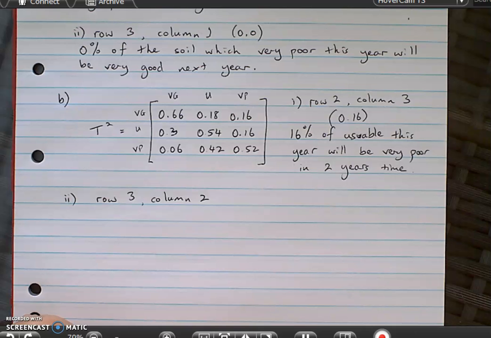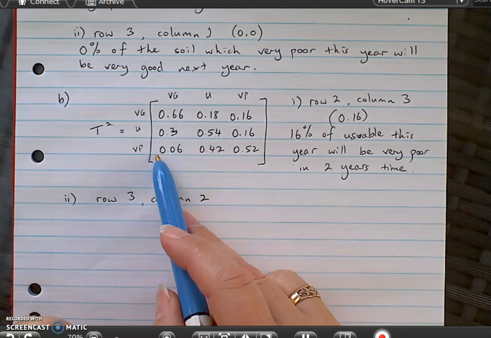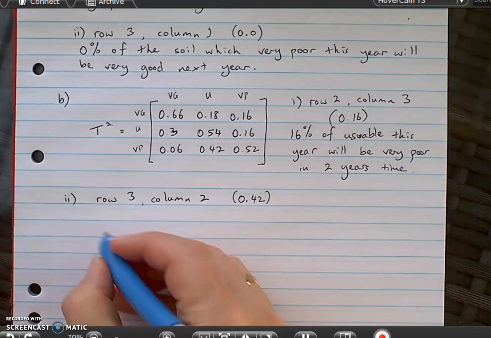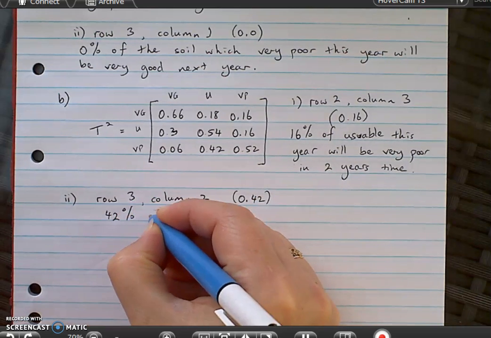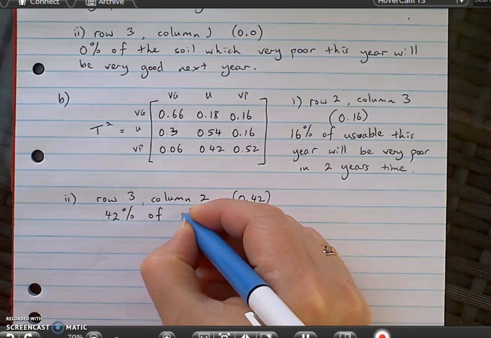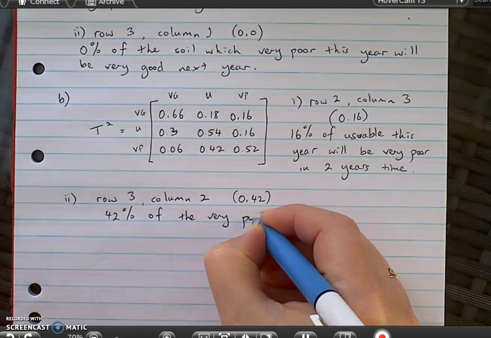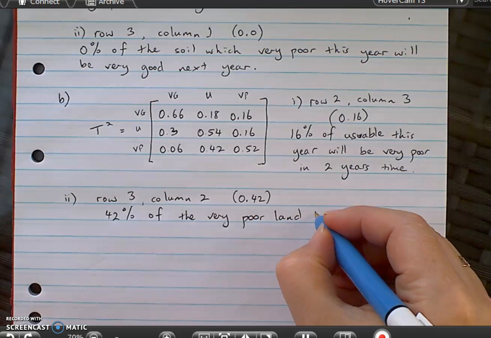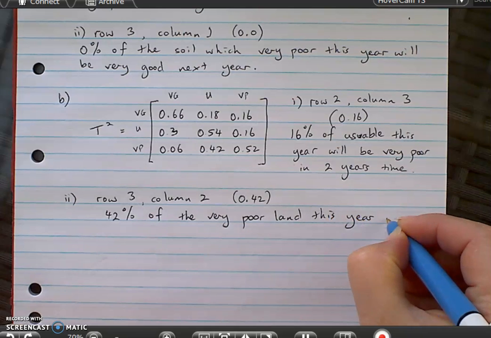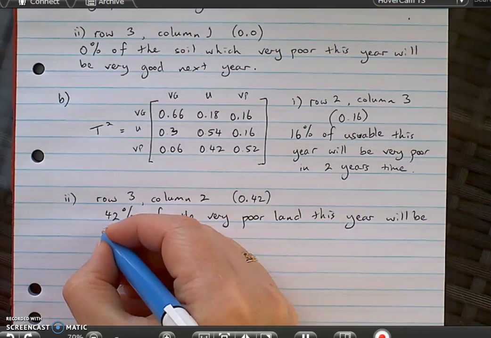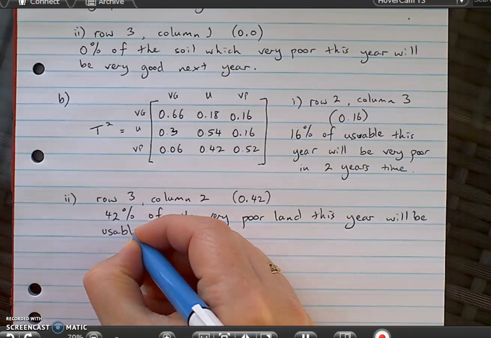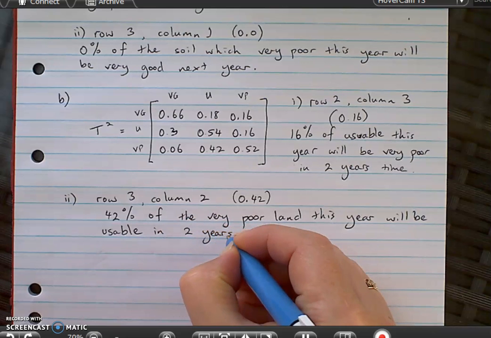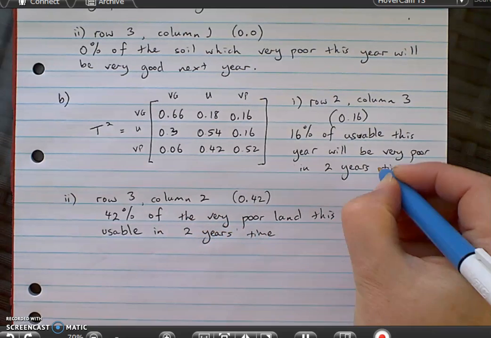And now row 3, column 2, so we're looking at 0.42. So change it to a percentage. 42% of the very poor land this year will be usable, spell it right this time, in 2 years' time. Apostrophe.